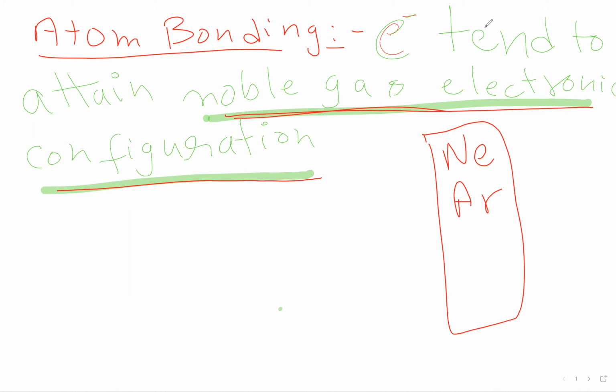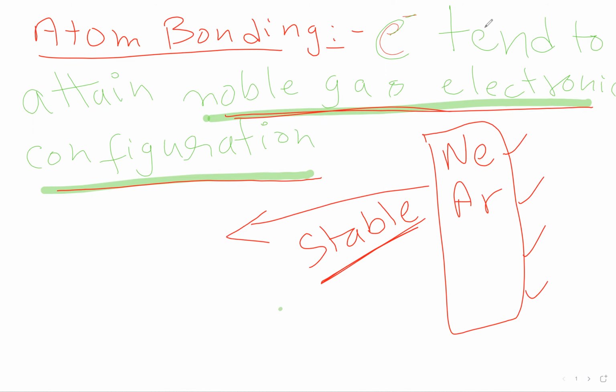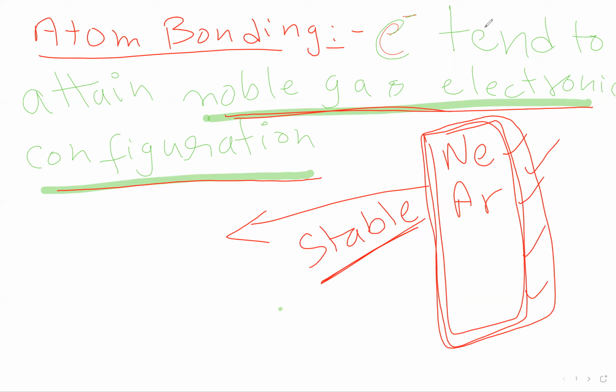Most importantly, these noble gases are so stable that they cannot react with any other atoms. So all the atoms that are not stable, that are towards the left side of the noble gas elements, all tend to attain this stable electronic configuration so that they can attain stability.